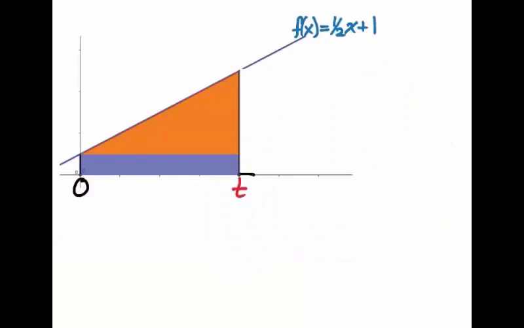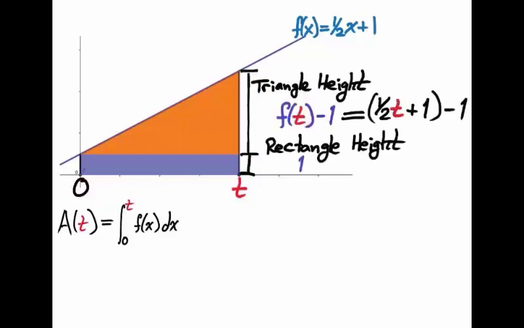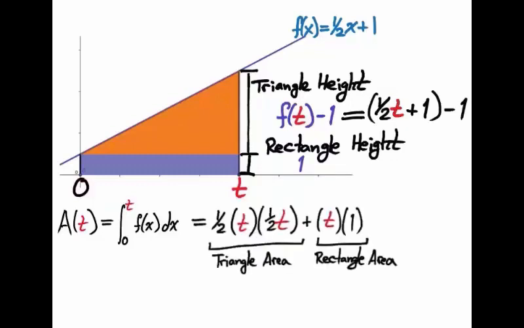We can generalize this by replacing the right boundary value with a variable. Let's call that variable t. Using the area of the triangle and rectangle, we obtain A of t, a function for the area under f on the interval 0 to t. Both shapes have base length t. The height of the rectangle is always 1, and the height of the triangle depends upon t, and can be expressed as f of t minus 1, or 1/2 times t. A of t equals the sum of the triangle and rectangle's area, which simplifies to 1/4 t squared plus t.